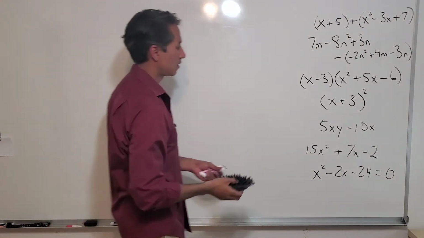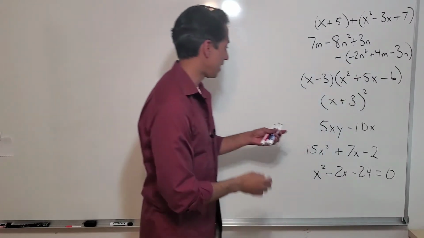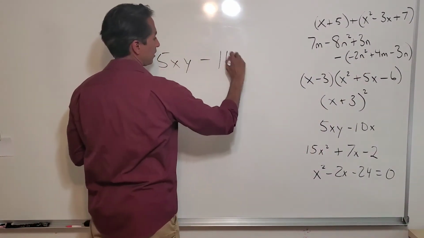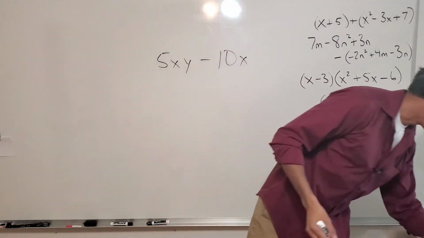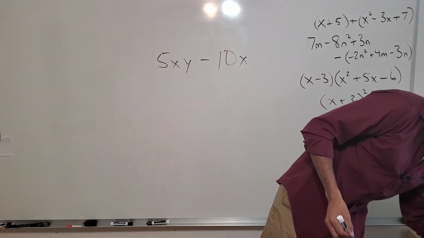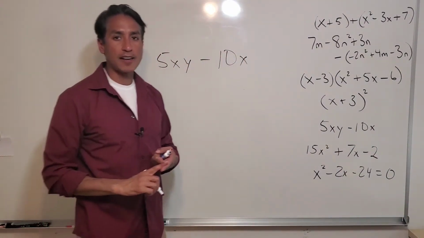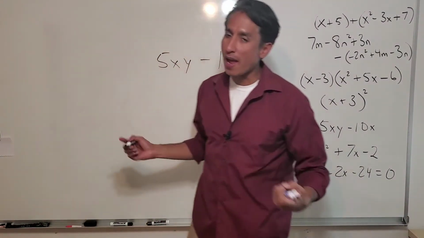Moving right along. Let's see here. Oh man, we're already like way down here. 5xy minus 10x. Okay, on this one, you are asked to factor each polynomial, okay? The minute you see factor, you got to think to yourself, what?